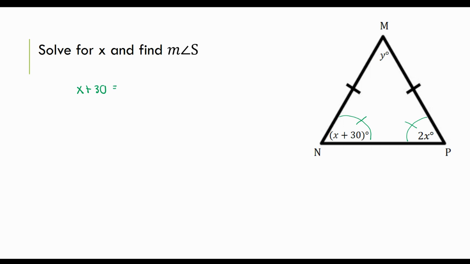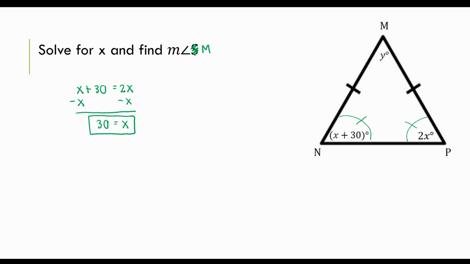So I don't even have to worry about the y as of right now. I can solve for x very easily. So I'm just going to subtract the x over to the other side, and that tells us that x is 30. So that was one of my answers. Now they want us to solve for angle S. There is no angle S. They probably mean angle M.